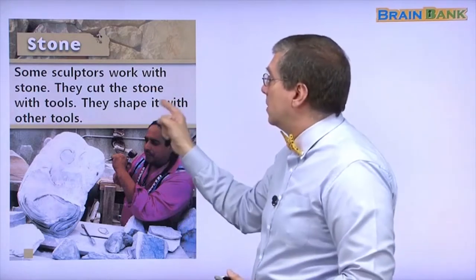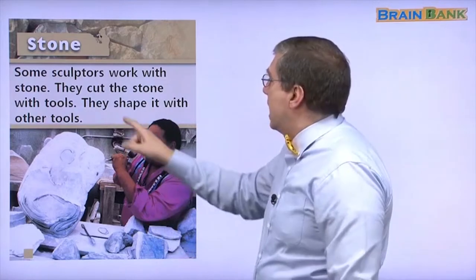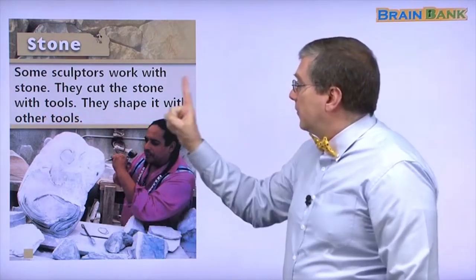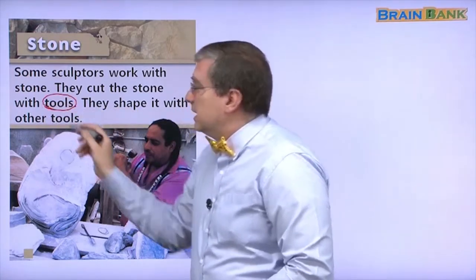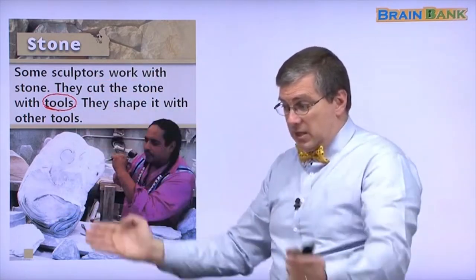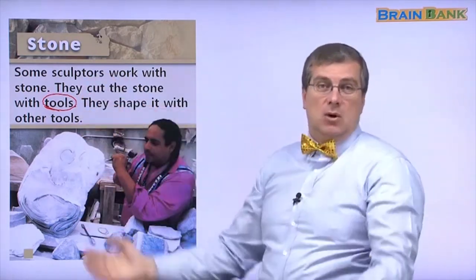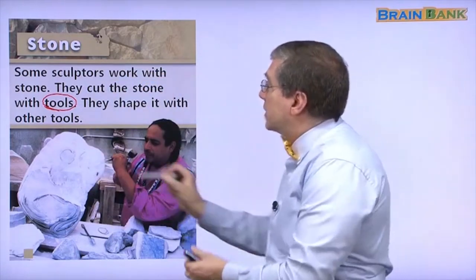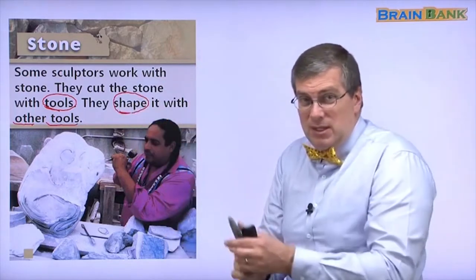They cut the stone with tools, very strong tools. They shape it with other tools. So first, they use one kind of tool to cut the stone. So they cut the stone into a block or a brick or a cube. They cut the stone, then they use other tools to shape the stone.